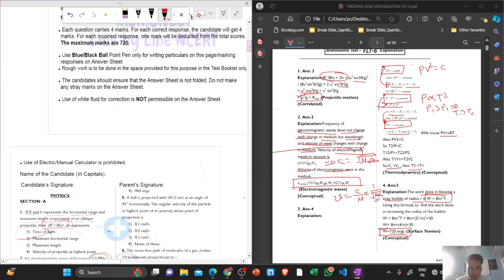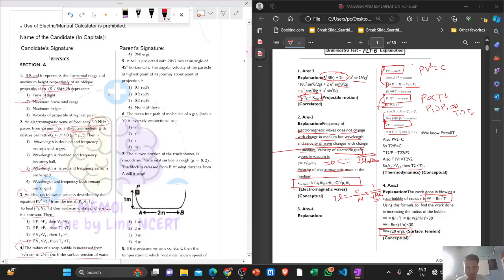Now, moving to the next question, question number 4: a ball is projected with a given velocity. You have been given the angular velocity of the particle at the highest point. It is asking, when the ball is at the highest point, what is the angular velocity about the point of projection. So you know it's the momentum, or you can say velocity. This is the r vector, which is your projection, or you can say position vector. You need to calculate the angular velocity, omega.